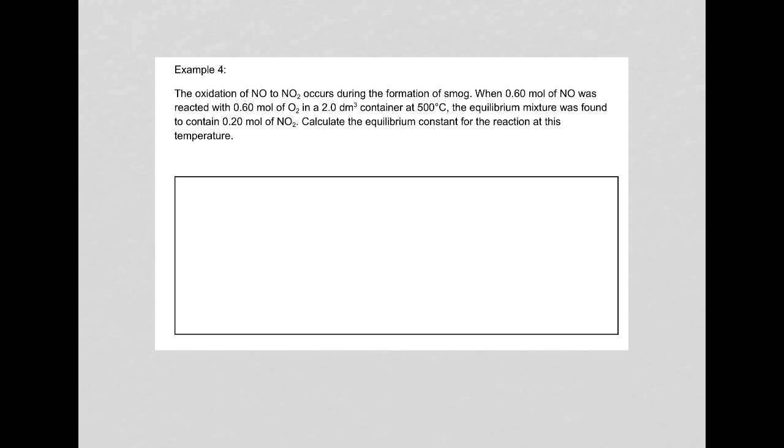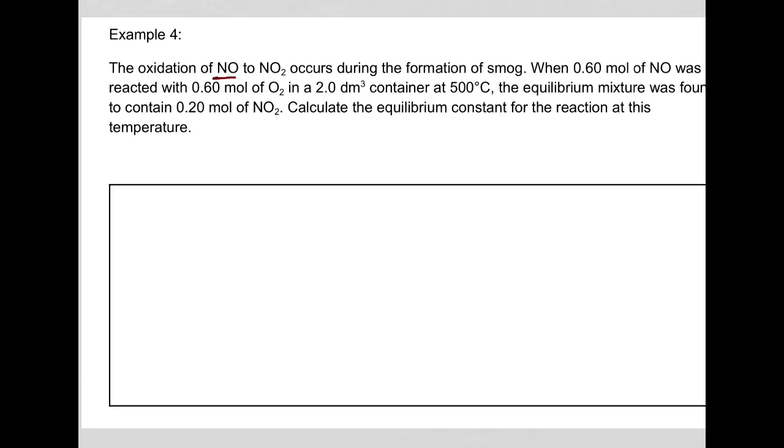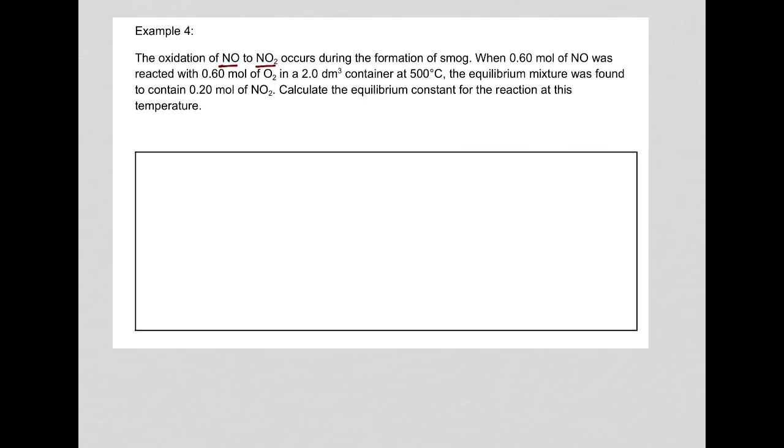Example 4. So here you have oxidation of NO to NO2, and it occurs in the presence of oxygen. So I'm going to have NO plus O2 giving NO2, and I will balance the equation. So I'm going to put a 2 here and a 2 here, which balances it out. And I'm not given the table, so I'm going to draw my Rice table, and I need to find the value of K at equilibrium.